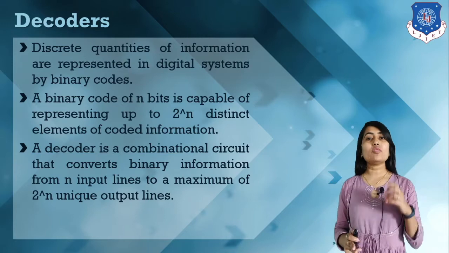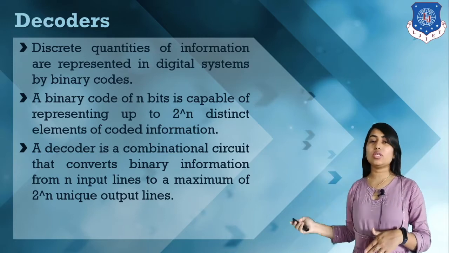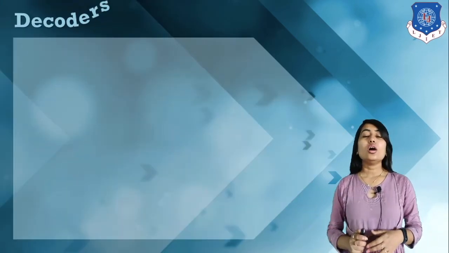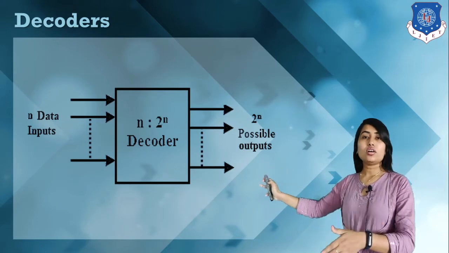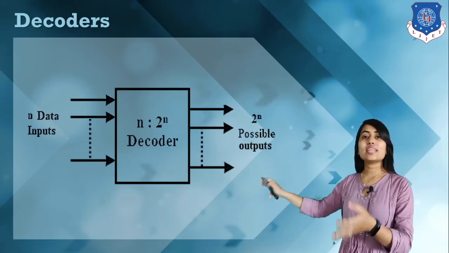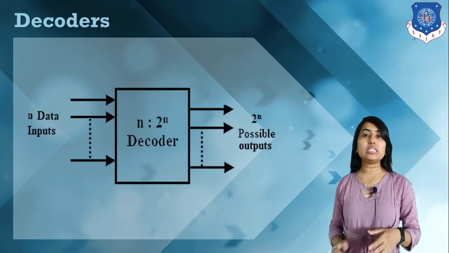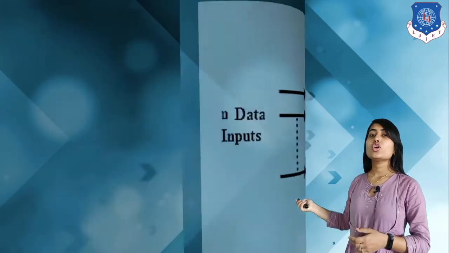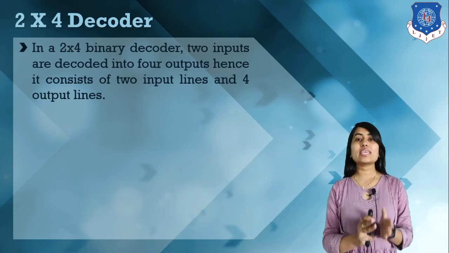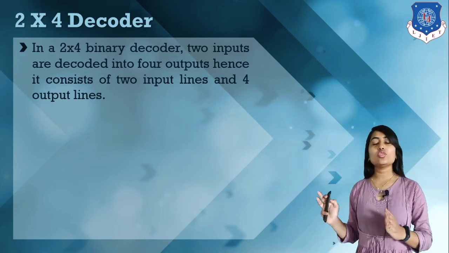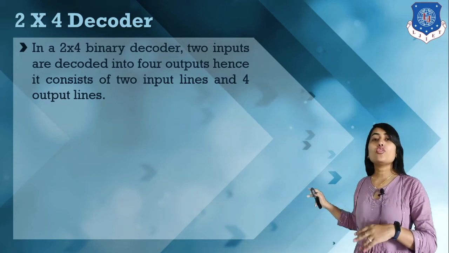Here we have the basic block diagram of the decoder. We have n input lines, which are converted into a total of 2 raised to n output lines by means of the decoder. First we have a 2x4 decoder. That means 2 input lines are converted into 4 output lines, that is, 2 bits of data are converted into 4 bits of data.